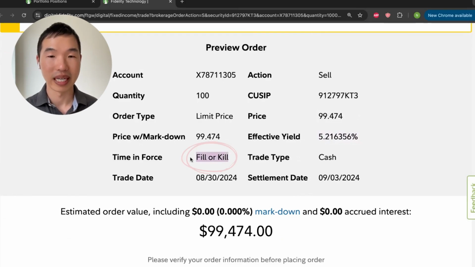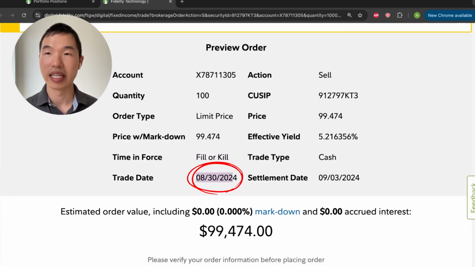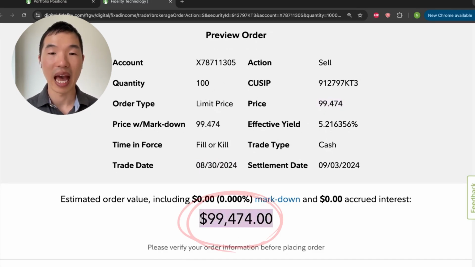You see it's fill or kill, meaning this order will either be filled immediately or it will be terminated. And then you can see the trade date is today's date of August 30th. And of course, the price times the total quantity you're selling, which is $100,000, gives you the cash that you receive from selling this bond, 99,474, which matches the price here.